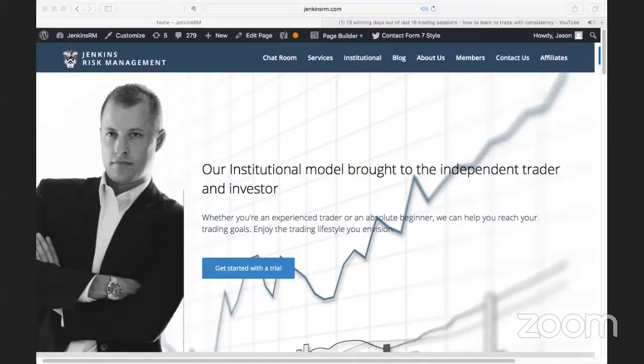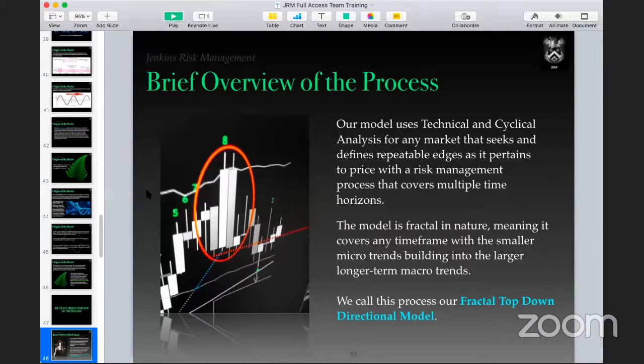Let's change my screen share. So here's what separates us out. I mean, there's all types of different philosophies. I kind of talked about this a little bit at the beginning, but this is the brief overview of our trading process. And should switch over in a second for everyone. It seems to be a little delayed on the YouTube live. I'm just noticing.